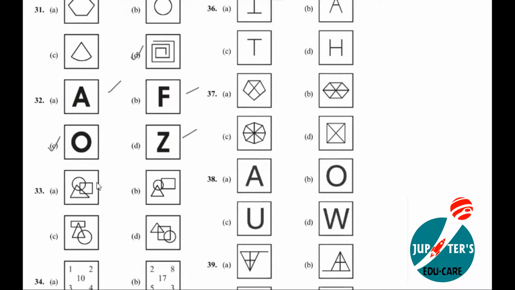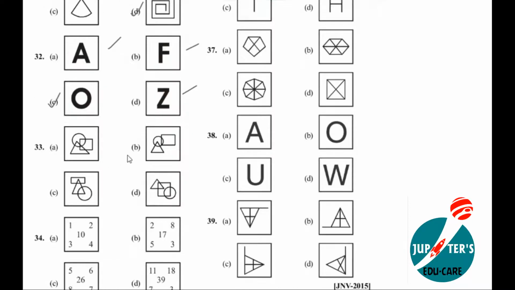Next, coming to question number 33. In option B, observe carefully, students. This triangle and this rectangle are connected with the circle. So in option C also, this rectangle and circle are connected with the triangle. In option D, this triangle and circle are connected with the square. But in case of option A, these three figures, circle, triangle and square, are interconnected to each other. So this option A is different from option B, C, D. So option A is our answer.